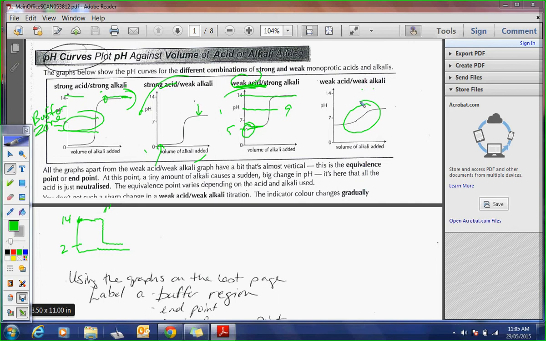So no sharp end point. So for this, we don't tend to use an indicator, we tend to use a pH meter because it's so wonky, you kind of want to make sure you're getting the right pH.